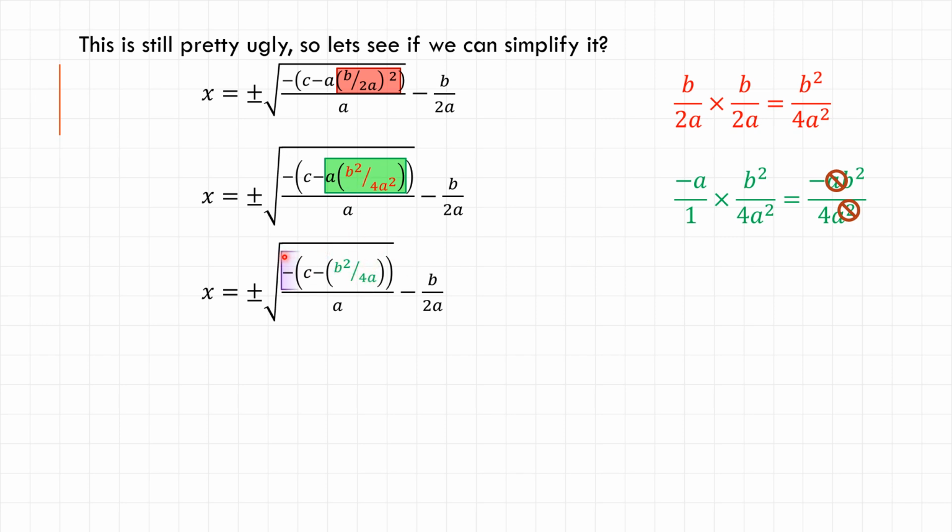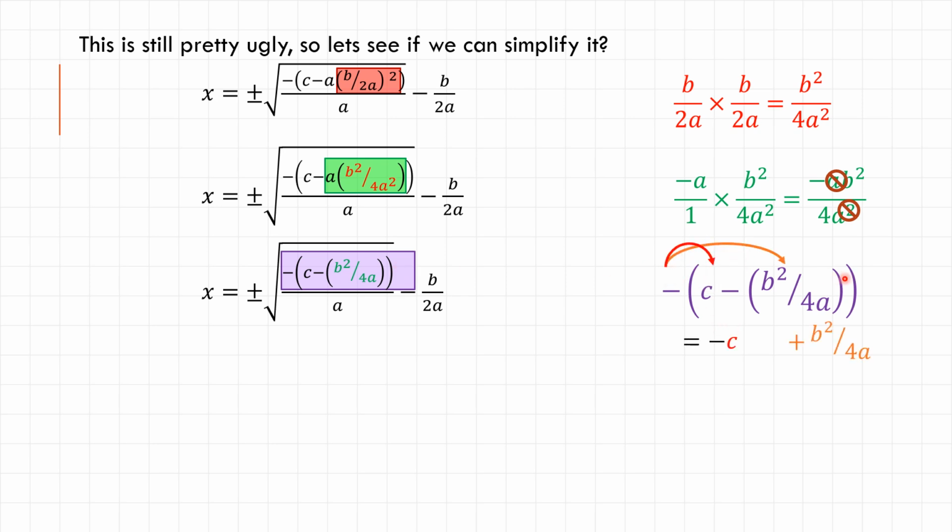The next thing I'm going to focus on is this entire numerator. I don't like that it's negative. It's all being made negative. I'd rather distribute that negative inside. So negative times c is negative c, and negative times all of this would turn that into a positive.